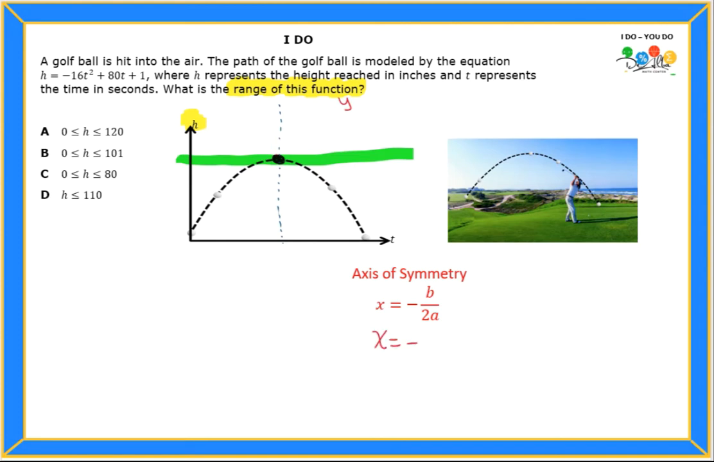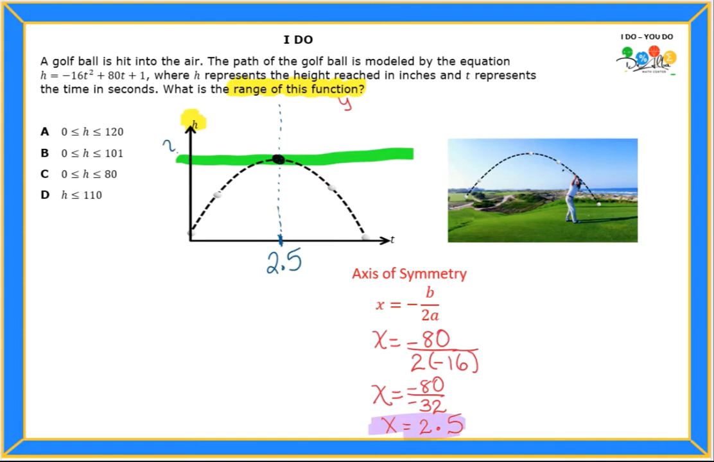So negative b is equal to negative 80. So I'm going to say x equals negative 80 over 2 parentheses a, where a is negative 16. So we write it down. x is equal to negative 80 over negative 32. And if you simplify that, we get x equals 2.5, positive, of course. Okay, so we found the value for x. That means that my point is right here at 2.5.